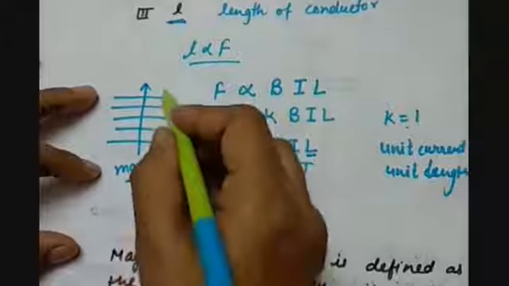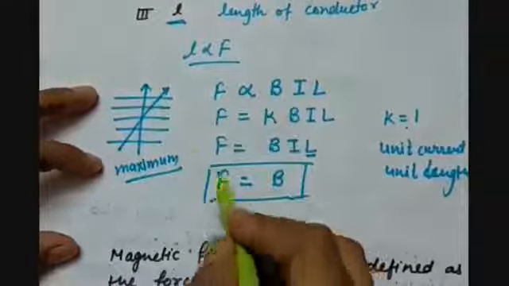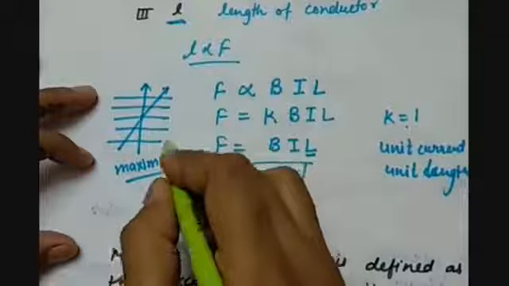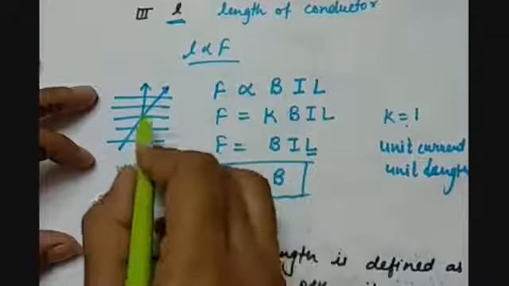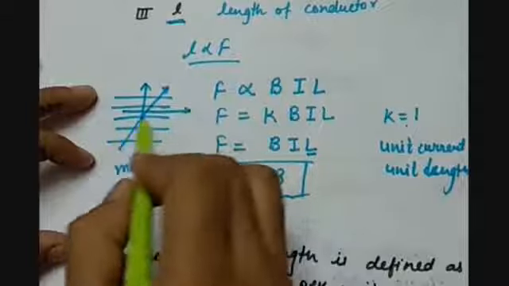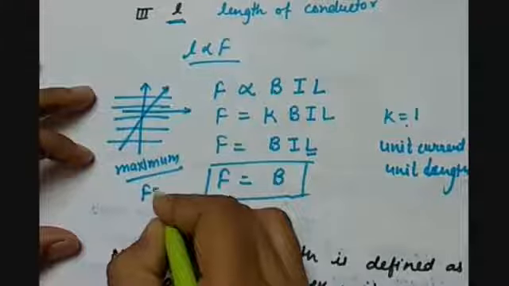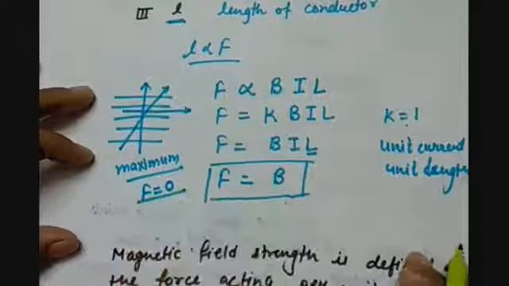And when this angle is less, when I turn my conductor in this way, then the amount of force also gets reduced. And when the conductor becomes parallel to the magnetic field lines, then this force becomes 0.